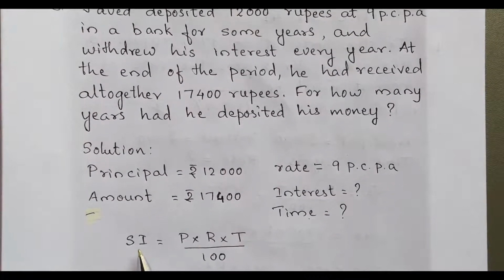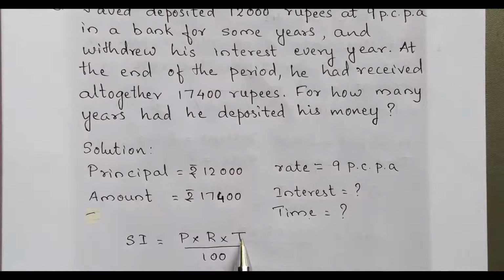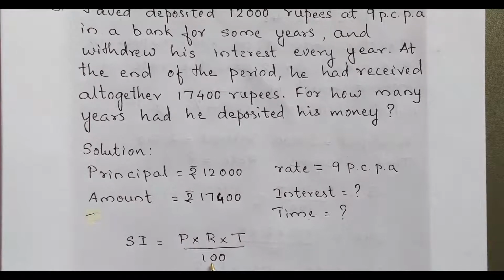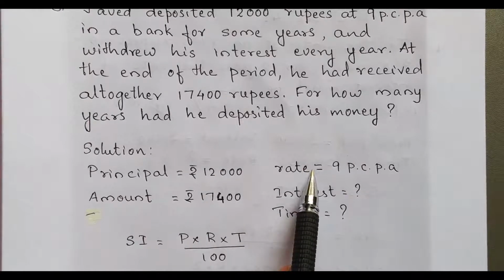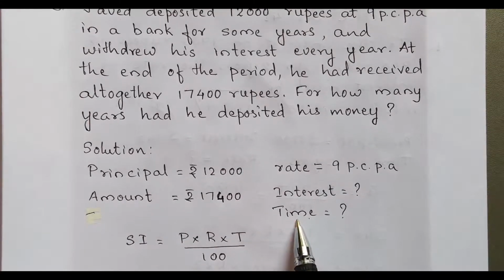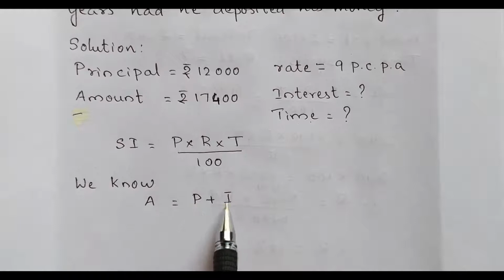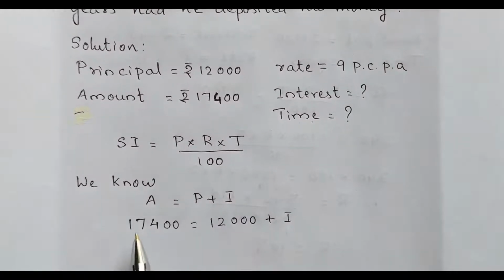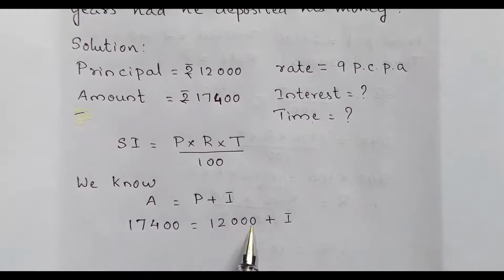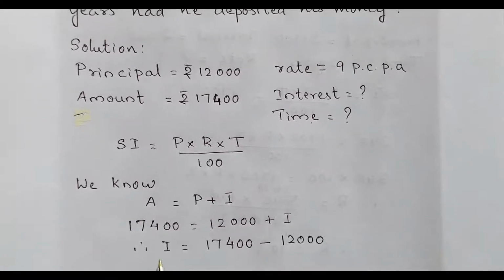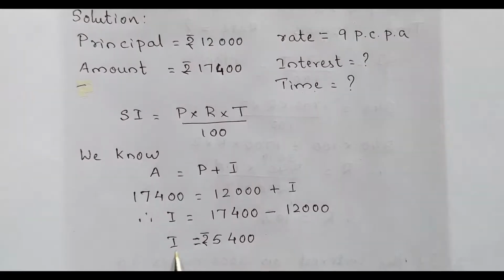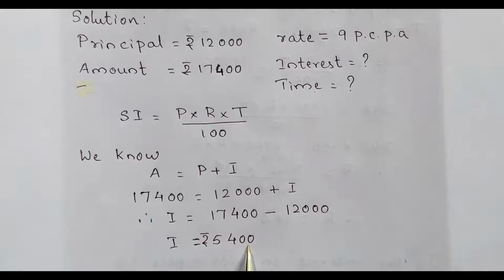The formula for simple interest is P multiplied by R multiplied by T divided by 100. Now we know the principal, we know the rate of interest. We have to find the time. So knowing the principal and the amount, we can find out the simple interest received for that period. We know that A is equal to P plus I. That is 17,400 is equal to 12,000 plus I. So I is equal to 17,400 minus 12,000. So I is equal to rupees 5,400.